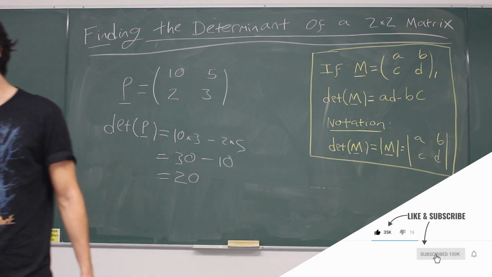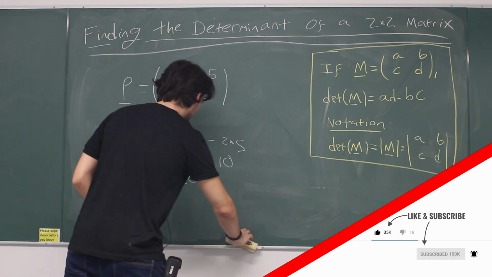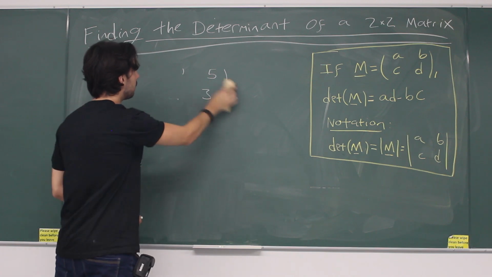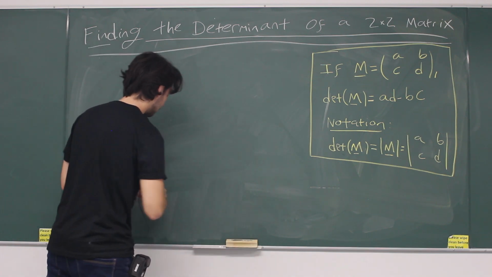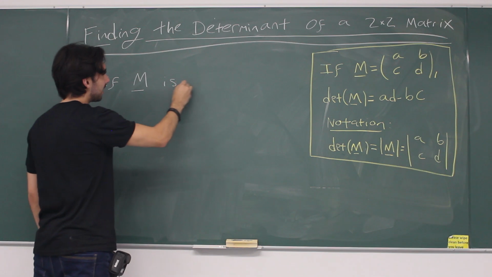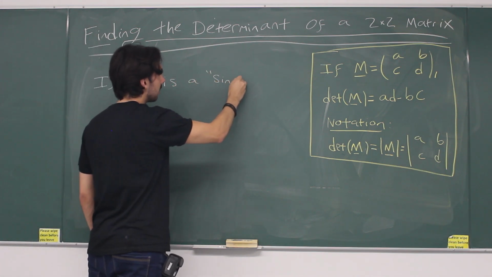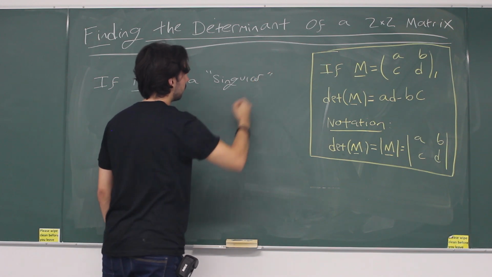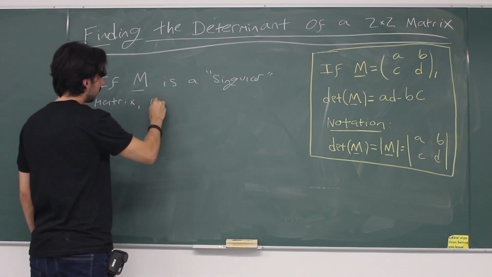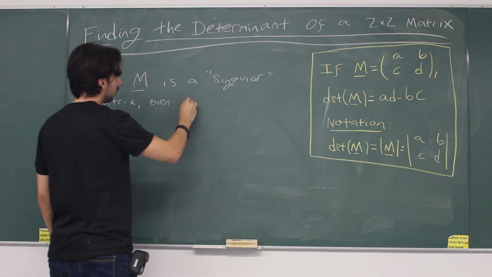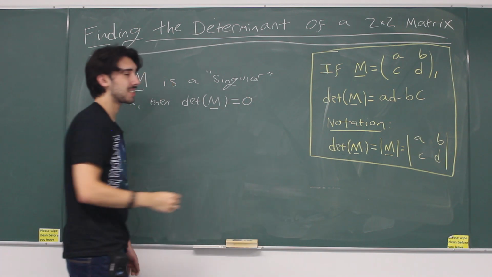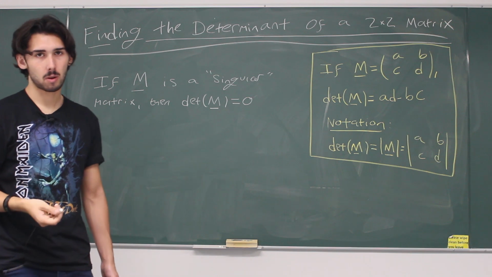Now I'm going to introduce a new word that is associated with matrices, and that's the word singular. If a matrix, let's say M, is what we call a singular matrix, what that means is that the determinant of the matrix M is the number 0. So a matrix is singular if its determinant is 0.